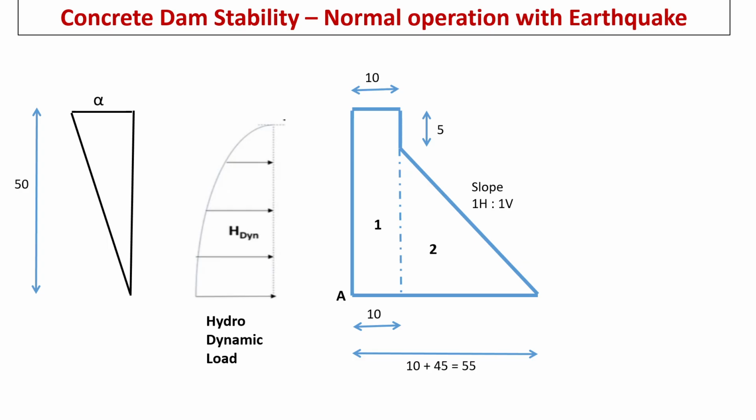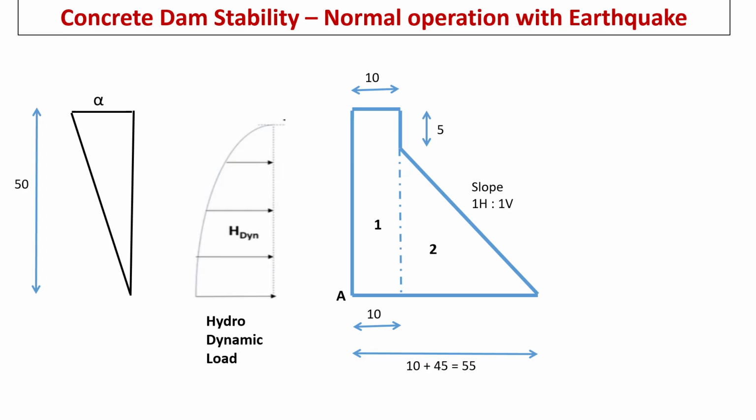We will see the final load combination, that is normal operating load case with earthquake. Already we have worked out normal loading condition. All the loads, lever arms and moments are same for this condition also. Only change is addition of earthquake loads and hydrodynamic load. In the previous load condition, we have calculated horizontal and vertical earthquake loads. We will have to work out hydrodynamic load.